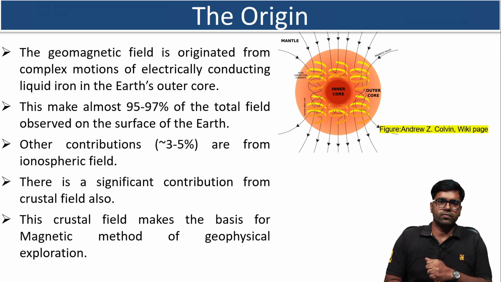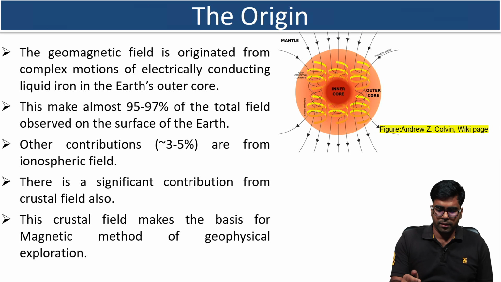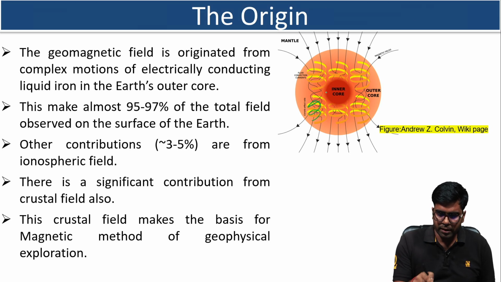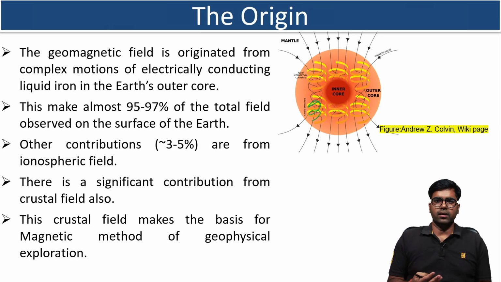What is the origin of this global magnetic field? There are no such theories of origin of the magnetic field, but there are working hypotheses. One of the hypotheses is called magnetohydrodynamics. We can see these complex loops in the outer core of the earth. I think you already know the internal structure of the earth.